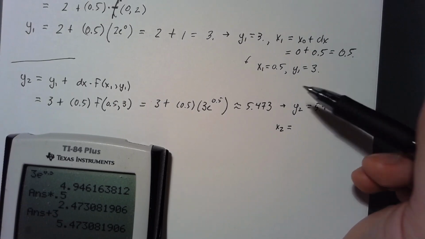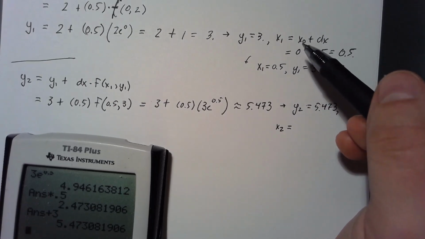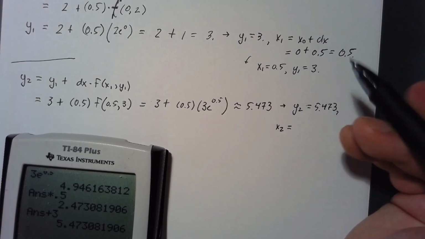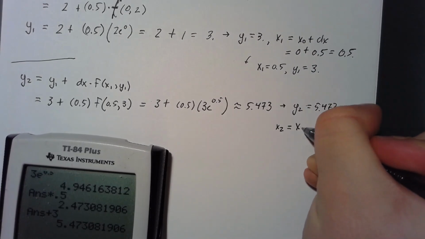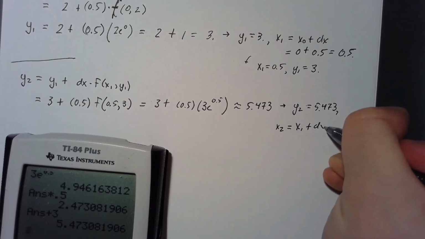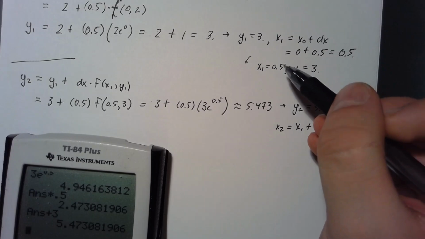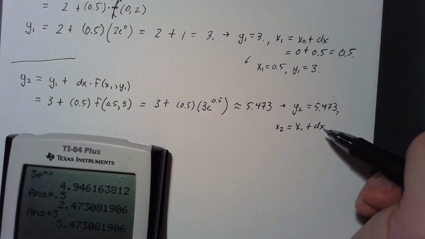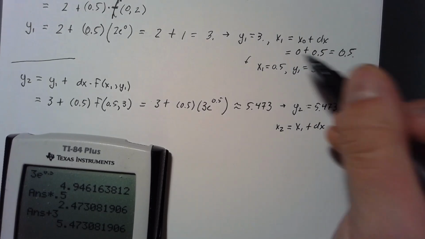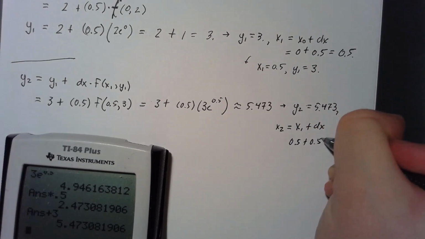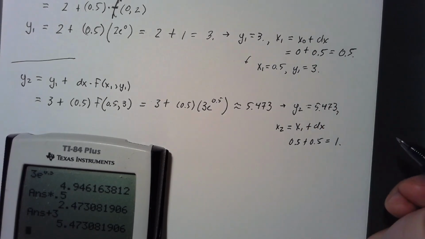Well, x of 2 is going to be what? So I started at x of 1, and now I'm going to add my increment size to it. So x of 1 was 0.5, then I'm going to add what? 0.5 to that. So that's going to be 0.5 plus another 0.5, which is 1.